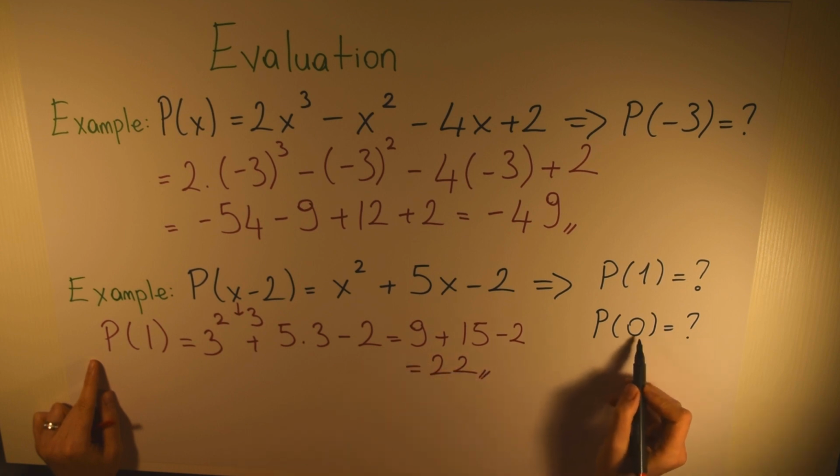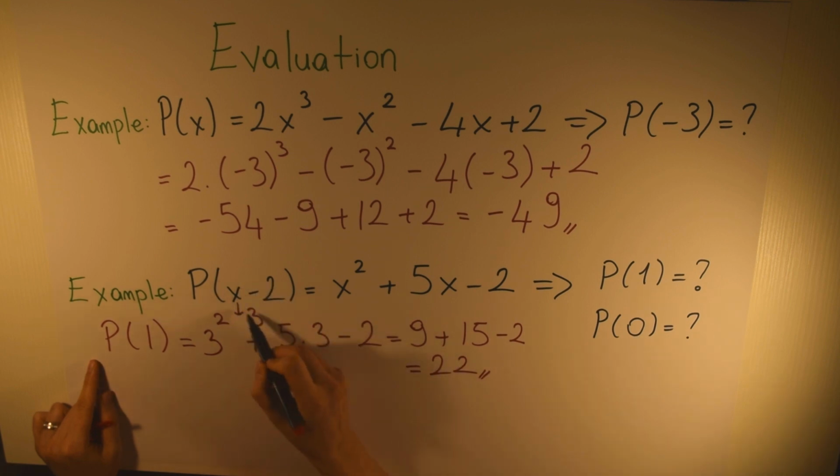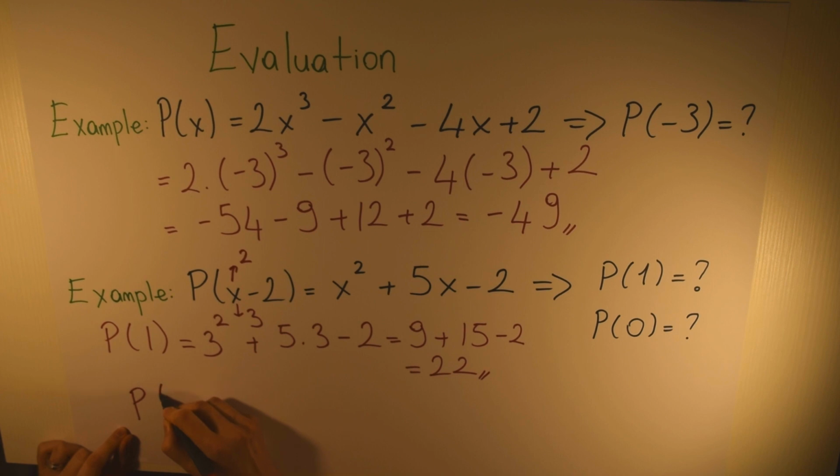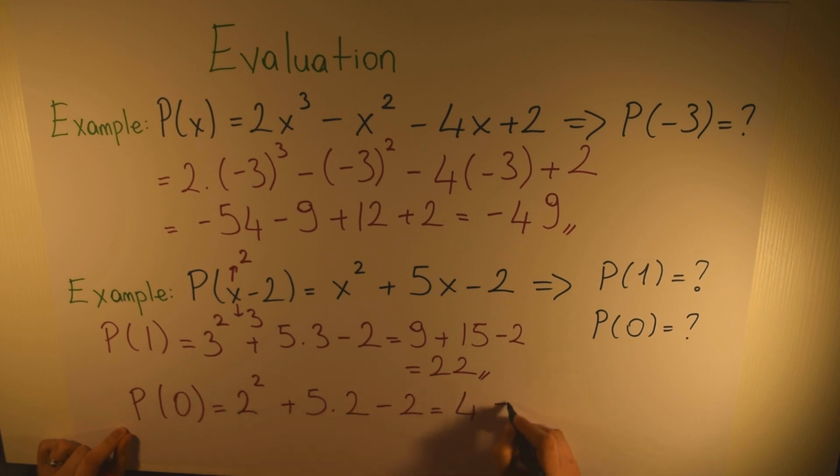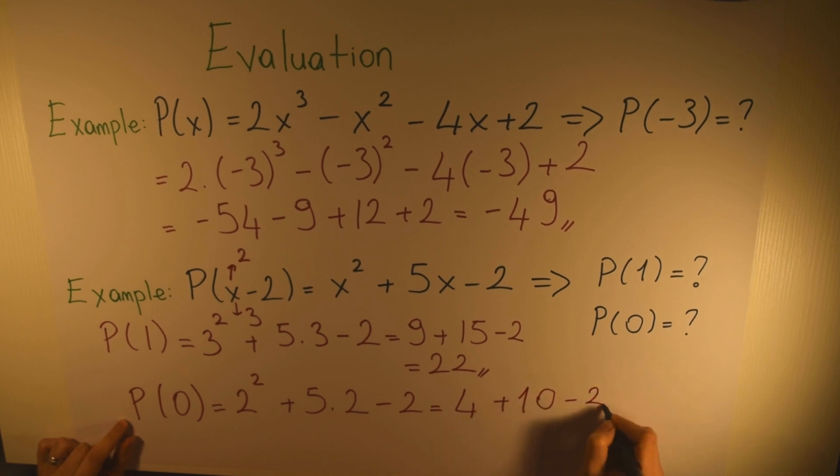And the second one is the same. To find the p(0), we look at what makes this 0. When we put 2 instead of x, we get p(0), right? So we write here p(0) is equal to, we put here 2 to the power of 2 plus 5 times 2 minus 2. This is equal to 4 plus 10 and minus 2, which is equal to 14 minus 2, 12.